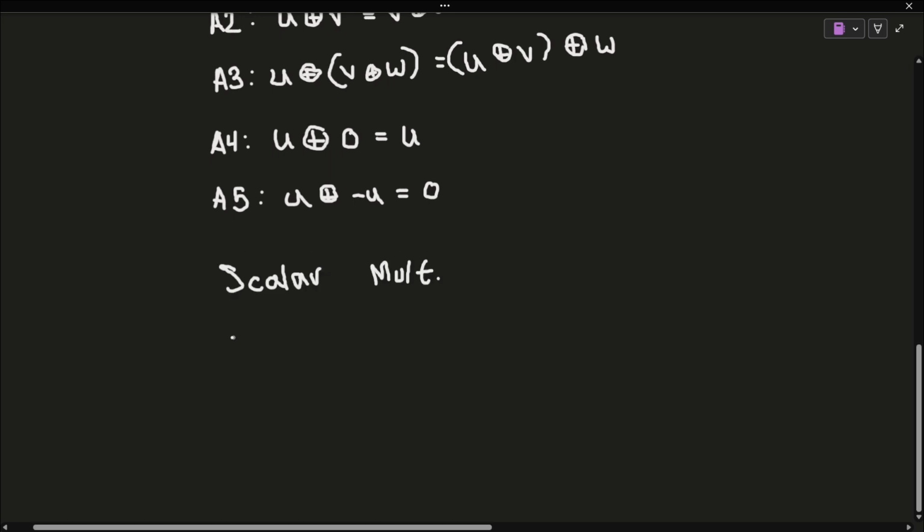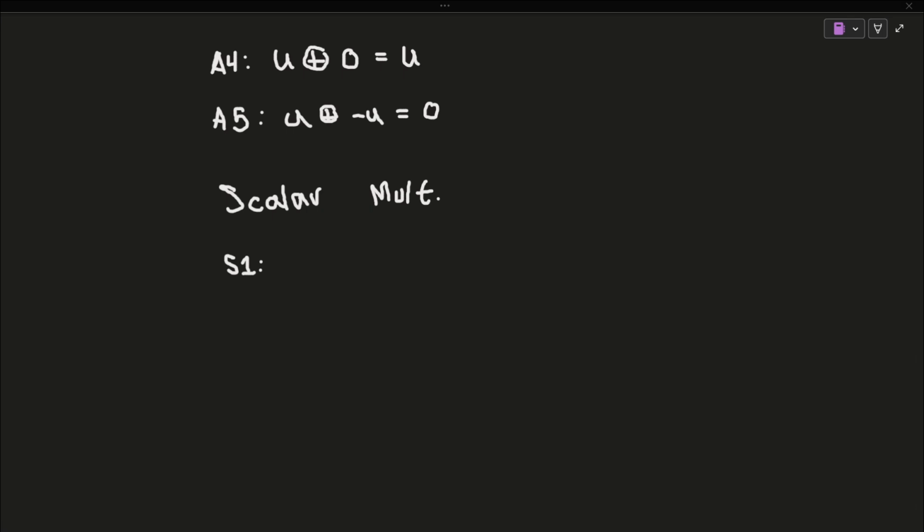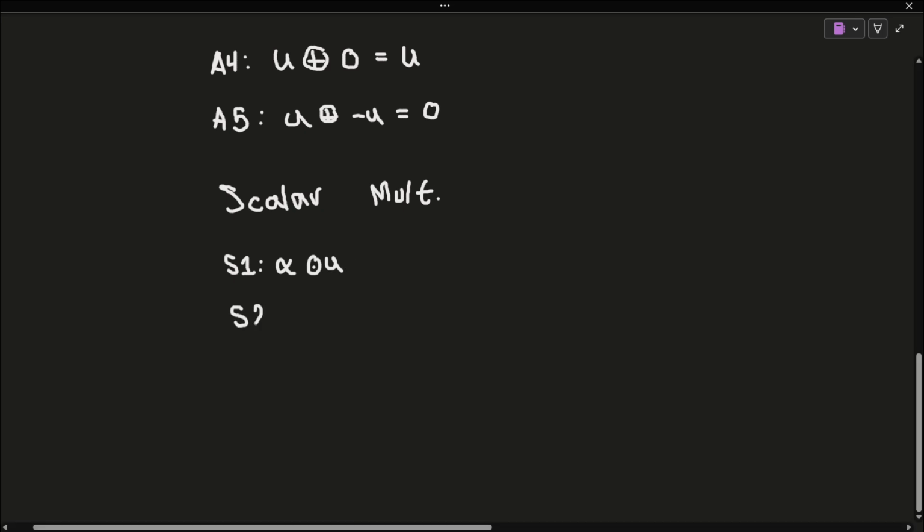And we're going to say that S1, the first one in scalar, this first condition, is that scalar multiplication has to have closure. Okay, so if u belongs to a vector space, then if you have a scalar alpha and you multiply it with u, then this needs to belong to your vector space.